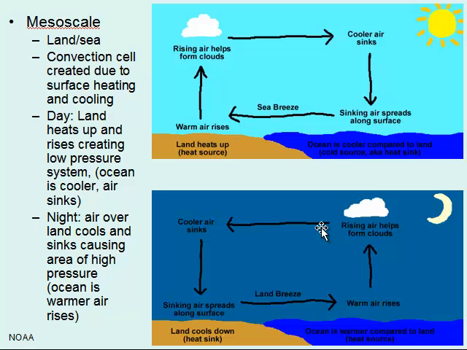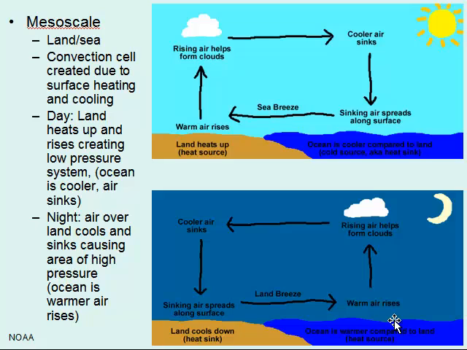Mesoscale winds include land-sea breezes. These develop due to temperature differences during the day versus the night. So during the day, the land heats up, the air above heats up, that air rises because it's less dense, and it ends up cooling and sinking over the ocean, producing this convection cycle, which then reverses at night.